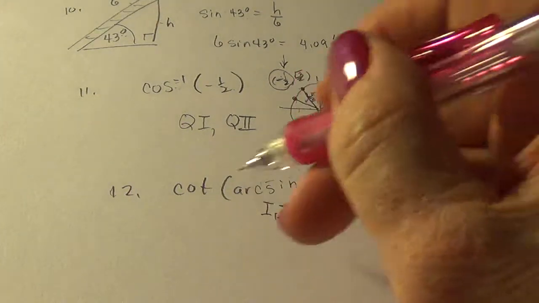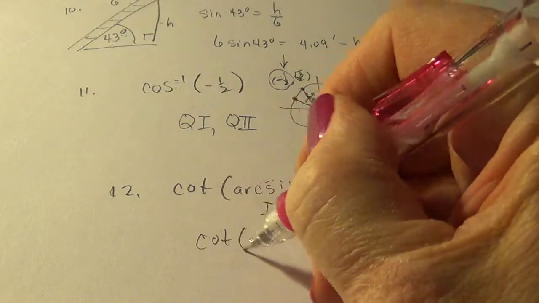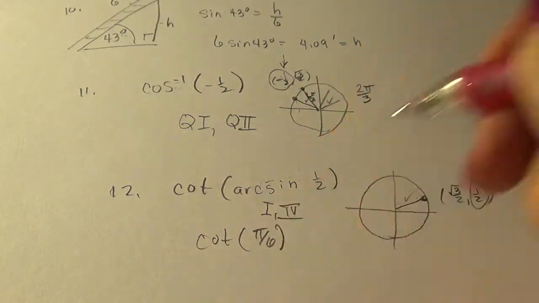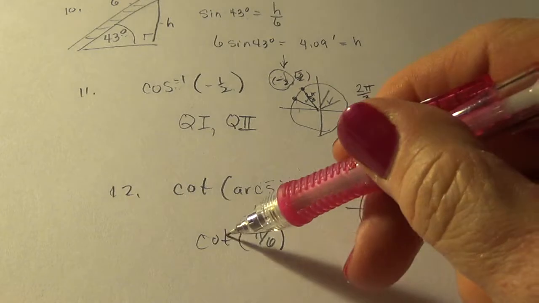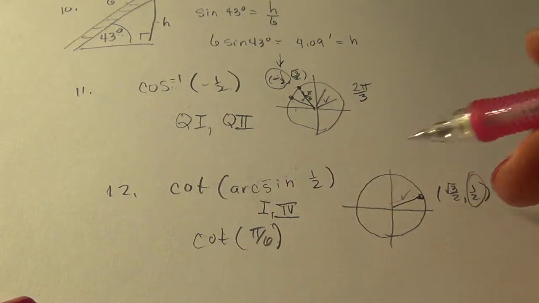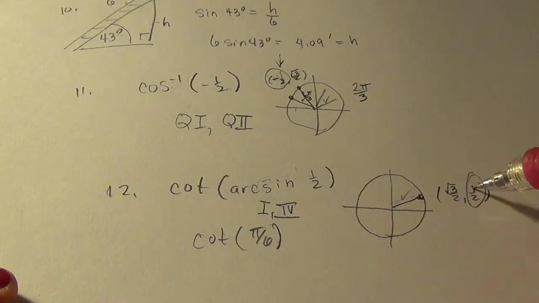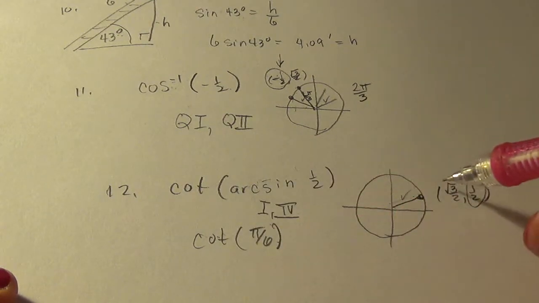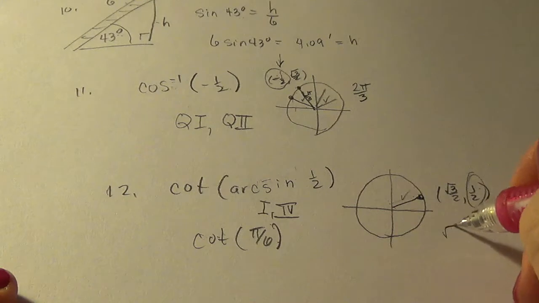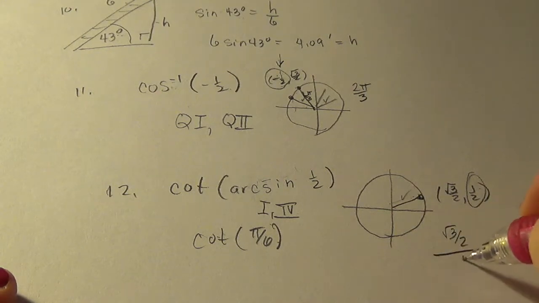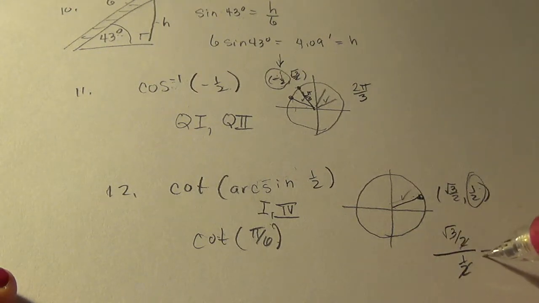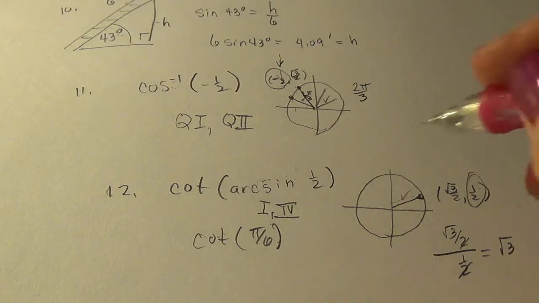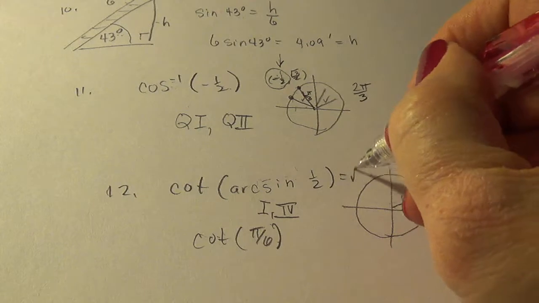So inside parentheses, I have pi over 6. The problem isn't finished because now it asks me for the cotangent of pi over 6. Well, the tangent is the second divided by the first. So the cotangent is the flip of that. It's the first divided by the second. The 2's cancel, and I get square root of 3. That is the answer to this problem.